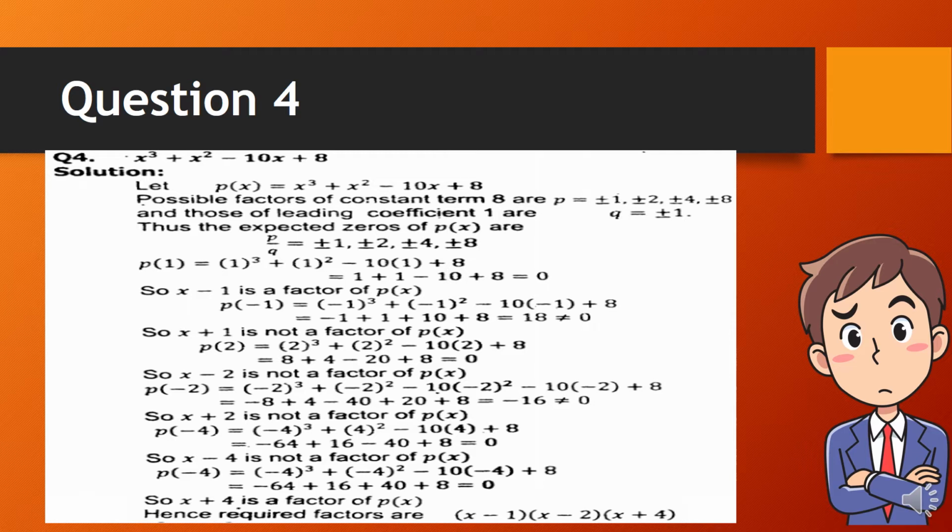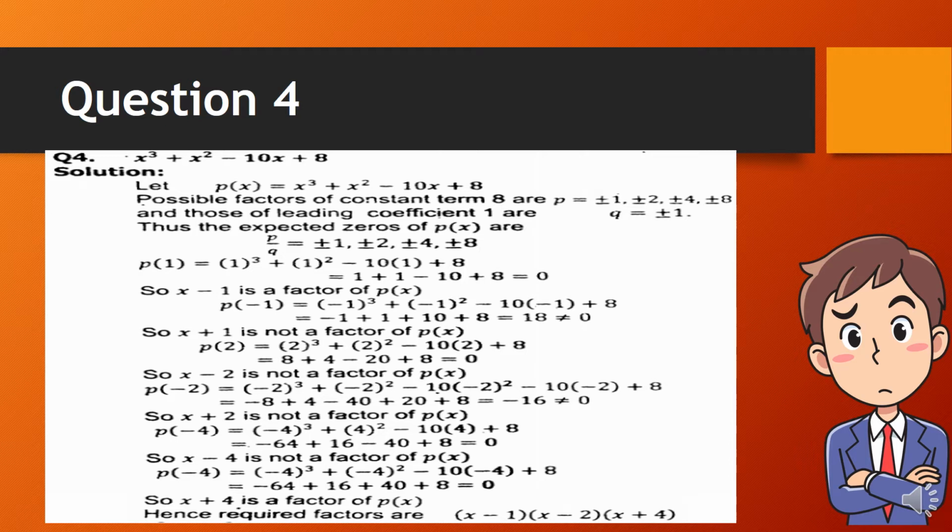In question number 4, we have x cube plus x square minus 10x plus 8. So it is similar to question number 1. We have p, that is the constant term 8. So the factors of 8 are plus minus 1, plus minus 2, plus minus 4, plus minus 8. The leading coefficient, that is 1, we have written as q, and its factors are plus minus 1. So p by q will be plus minus 1, plus minus 2, plus minus 4, plus minus 8.